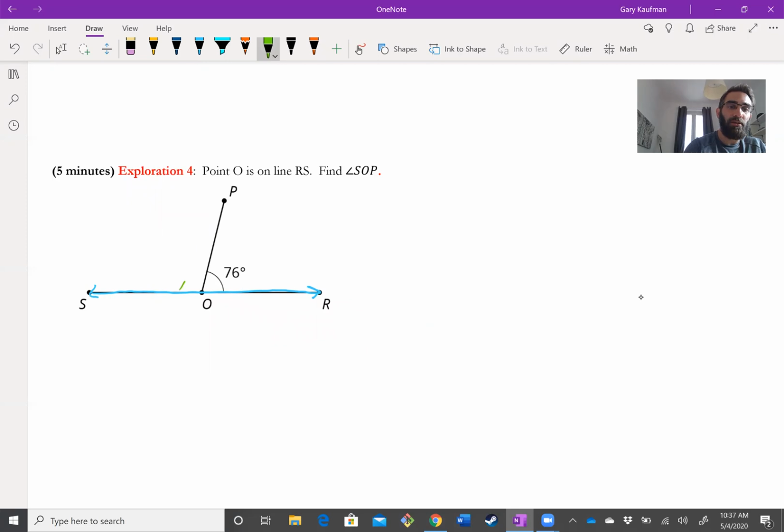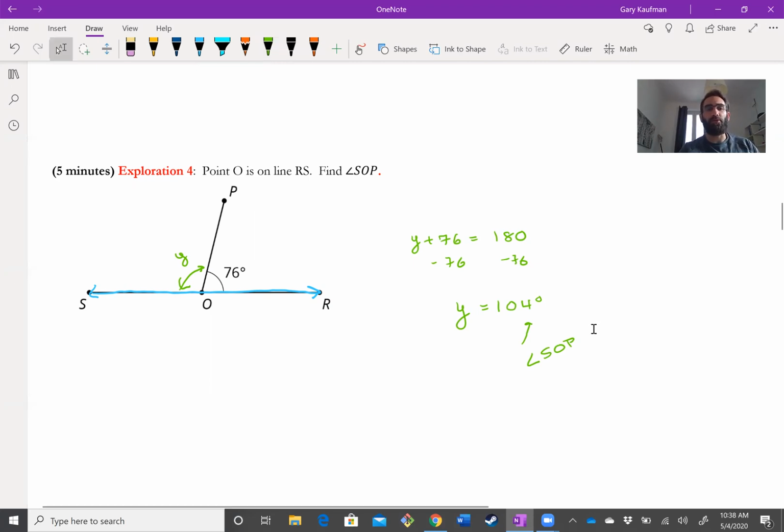So SOP is from here to here, which when combined with the 76, we'll say this is Y, makes up the full 180 minus the 76. Y is 104 degrees. This is angle SOP. So we use the fact that we had a straight angle. That was the same in exploration 2.